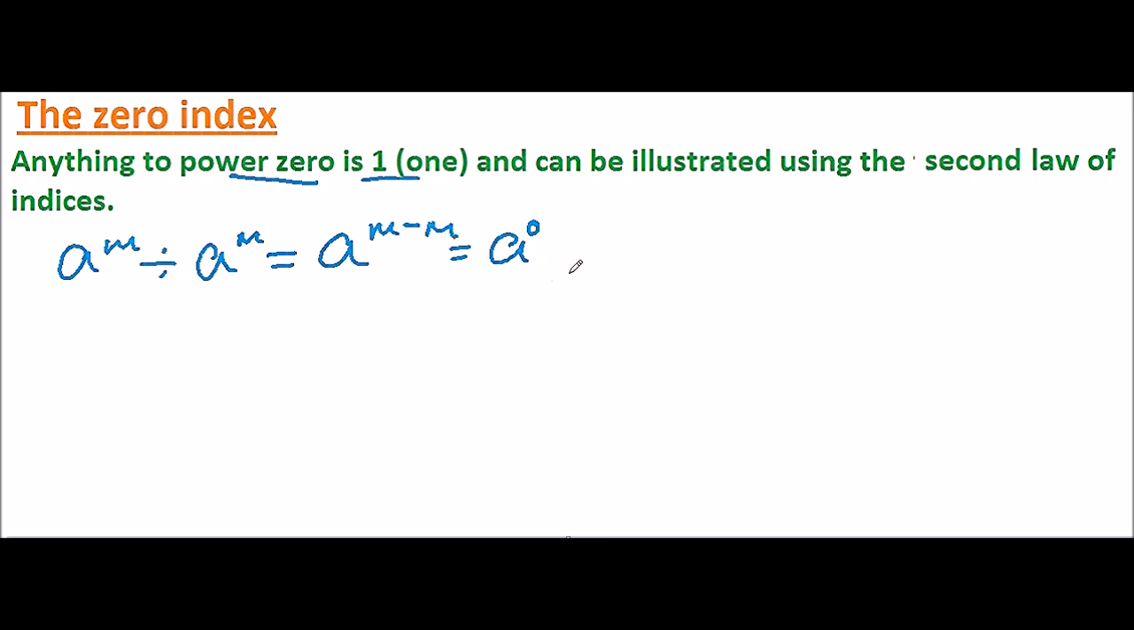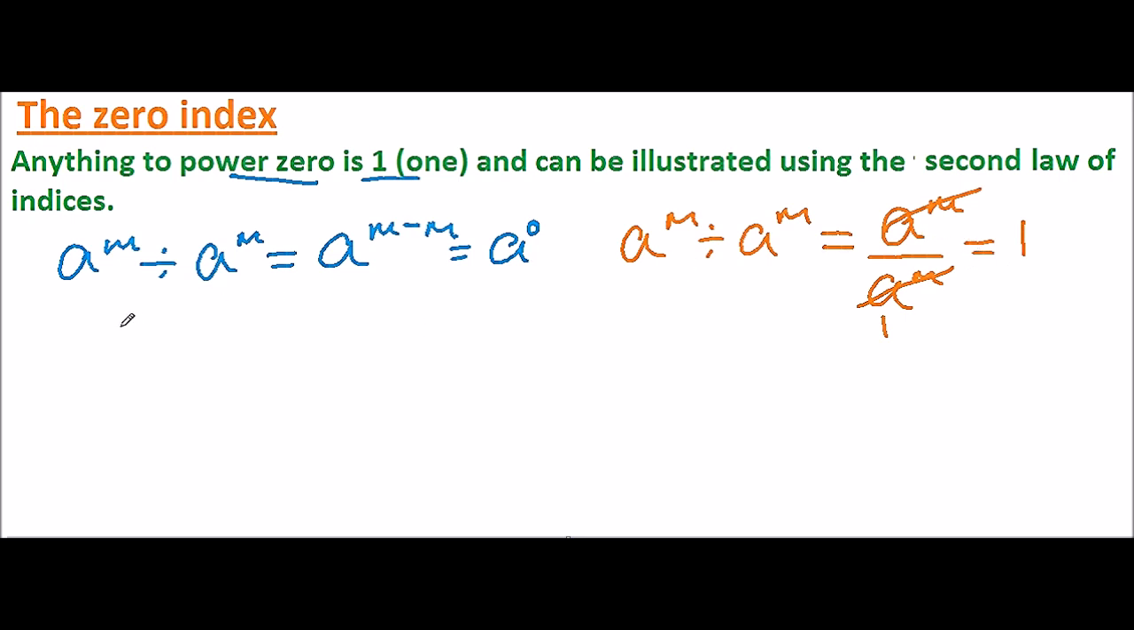On the other hand, we can express this in another way and say a to power m divided by a to power m, we get 1. Now, since we are expressing the same statement, it means that this is the same statement.